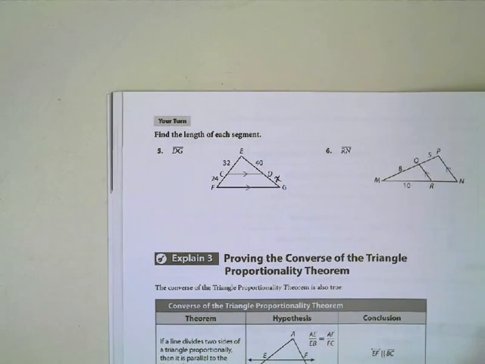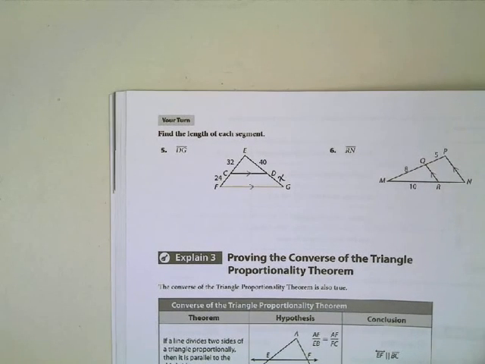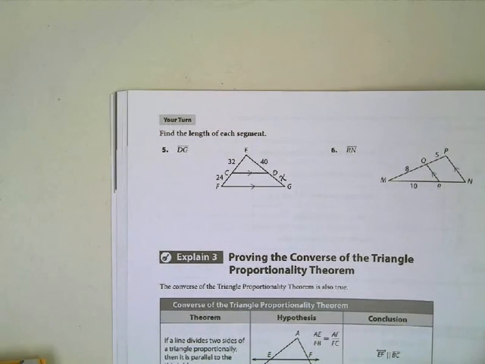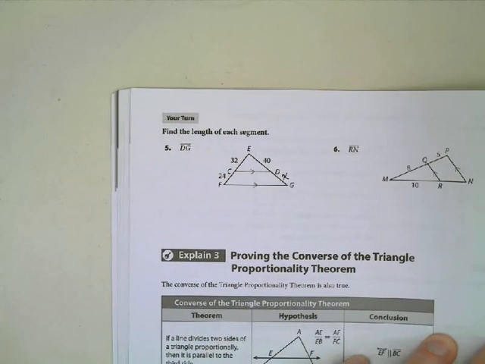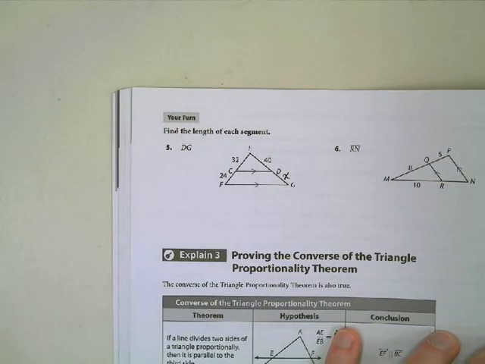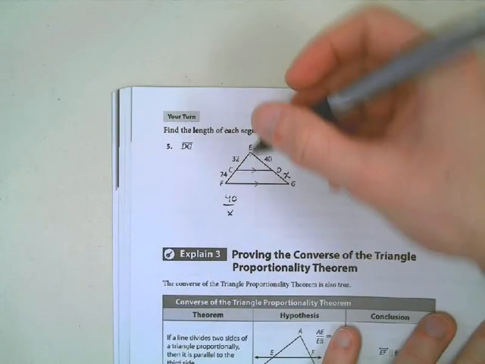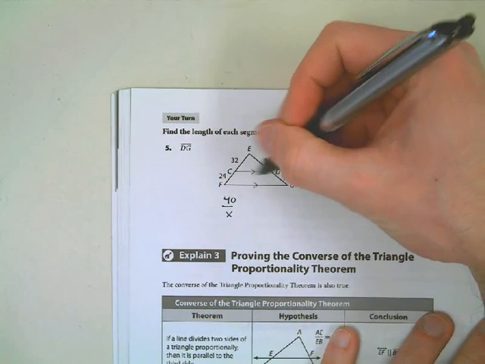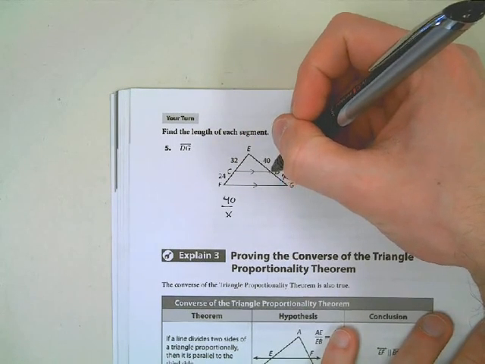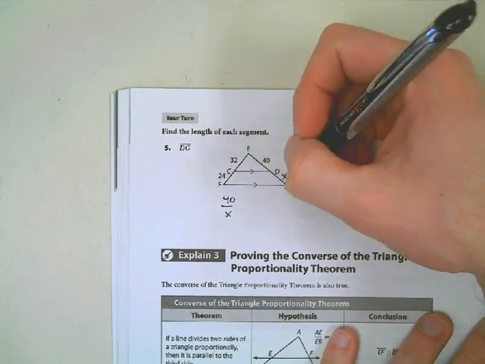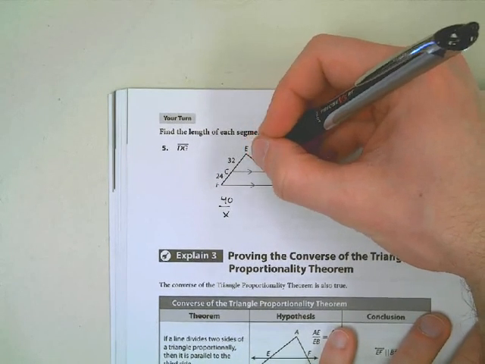All right, and we'll go to Jake. Jake, what's the ratio we can set up here to find DG? What do you say? Yes, good job. Okay, 40 over X. So again, we have parallel sides here. This parallel line CD is cutting these two sides of the triangle into proportional parts. So Jake correctly saw 40 over X is going to equal 32 over the 24 there.